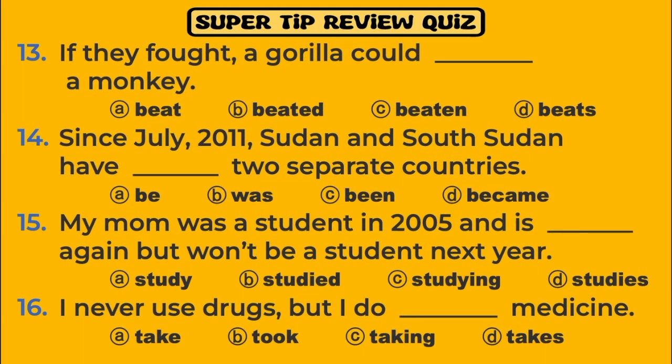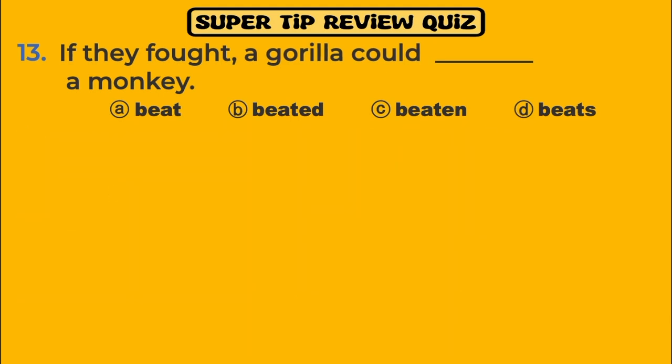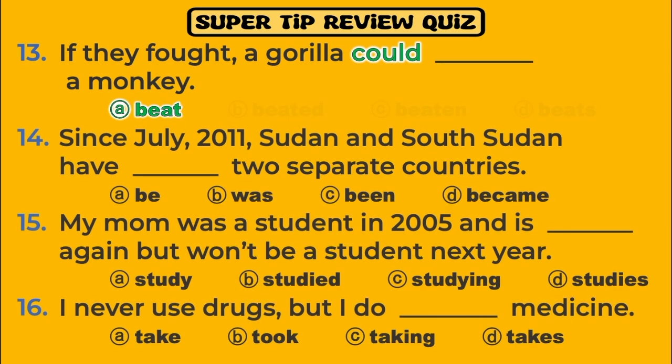Okay. If they fought, a gorilla could beat a monkey. Our signal is could. Modal plus verb 1.